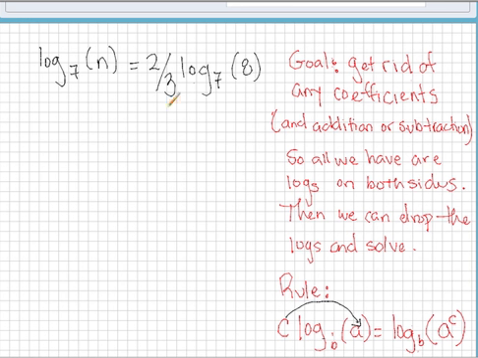So on the right-hand side over here, in front of this logarithm, we've got some funny business going on. We have a coefficient. Our goal for this problem is going to be to get rid of that coefficient. We don't have any addition or subtraction in this problem, but if you have that, you want to get rid of that as well. So what we're going to be left with is 2 logarithms only on both sides, and once we have that, we can drop the logarithms and solve for n.